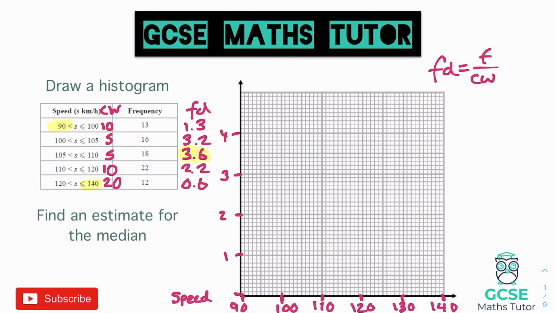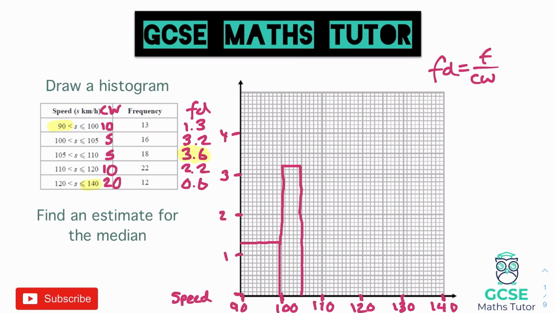Okay, so moving on to the next part, we just need to draw it in. For the first one, we have a speed that goes from 90 to 100, and that has a frequency density of 1.3. So go along to your 100, scale that up to 1.3, using a ruler and a pencil, and draw in your first bar. For the next one, we can find the next one, which is 3.2. That has a width of 5. So we go up to 3.2, just past the 3, 2 little squares there, paying attention to the scale, and there's your second bar.